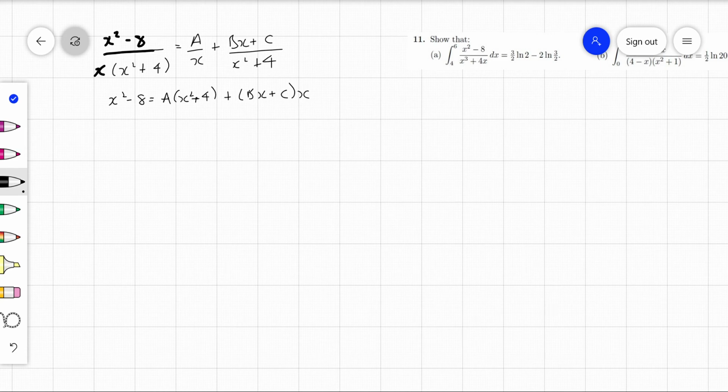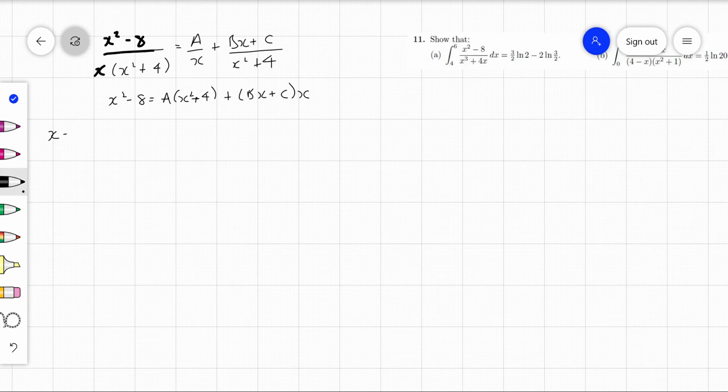Alright, so this one we're going to do partial fractions. Have a look. So breaking up the denominator into x and x squared plus 4. We've got an x squared on top, so we don't need to worry about any constants. And I've expanded it out so it's easier to see when we sub things in.